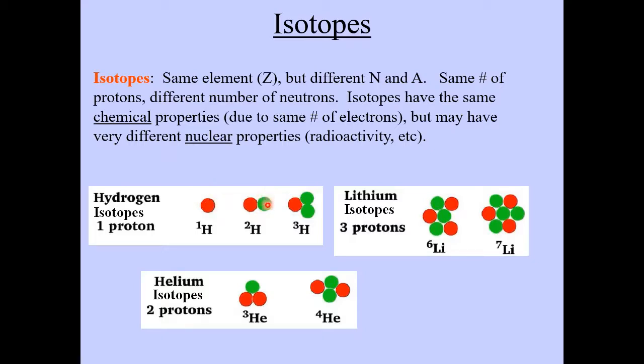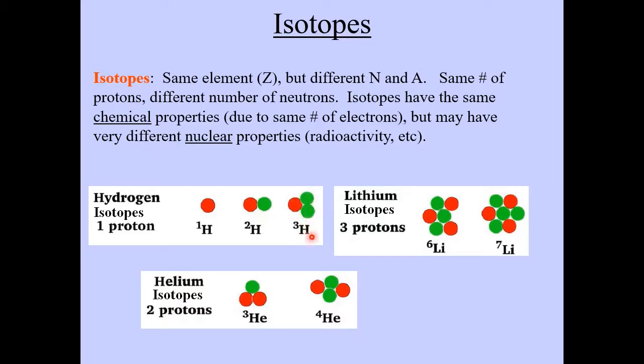But if we add a neutron to the hydrogen, now notice the hydrogen's atomic mass number is 2 instead of just 1, because there are 2 protons and neutrons total. This hydrogen isotope is called deuterium. It's also called heavy hydrogen. And deuterium, or heavy hydrogen, is very useful. It's used in cooling and moderating nuclear reactors. This isotope of hydrogen has 2 neutrons and 1 proton, and this is called tritium.